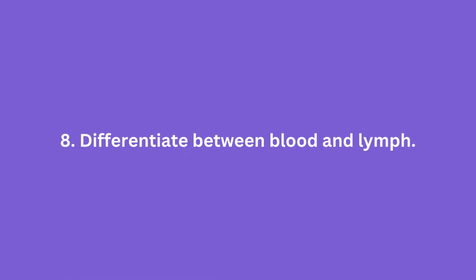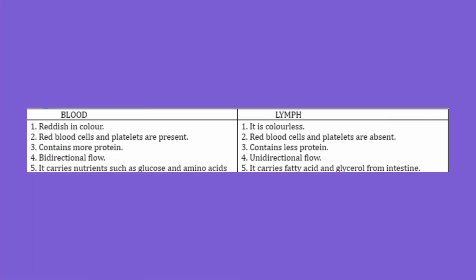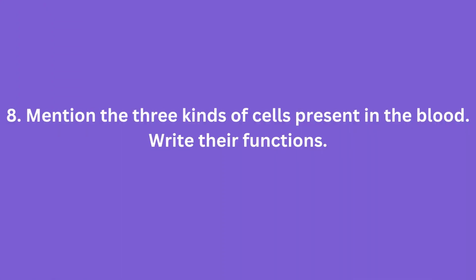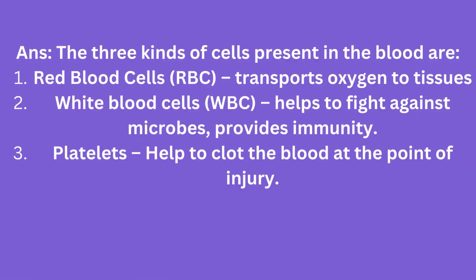7. Differentiate between blood and lymph. Answer: Here is a table with the difference between blood and lymph. 8. Mention the 3 kinds of cells present in the blood. Write their functions. Answer: The 3 kinds of cells present in the blood are: red blood cells, RBC, transport oxygen to tissues; white blood cells, WBC, help to fight against microbes, provide immunity; platelets help to clot the blood at the point of injury.